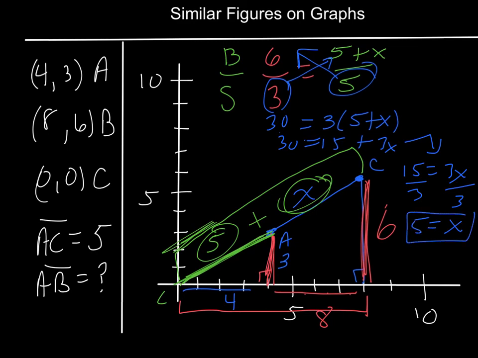So this distance here is 5. But the question was, how far is it from A to B? So from A to B, it's all the way across. So the answer then, AB equals 10.